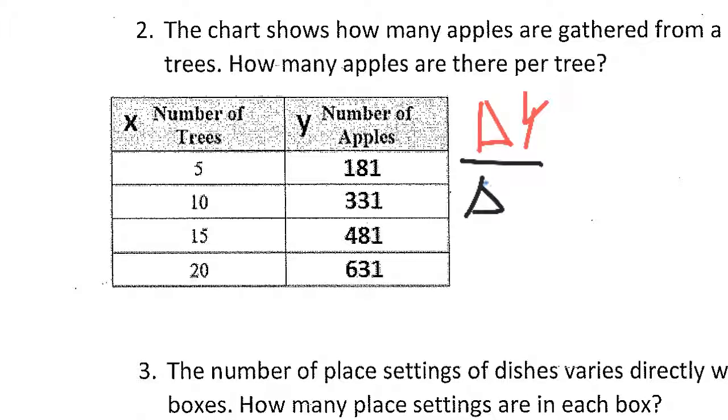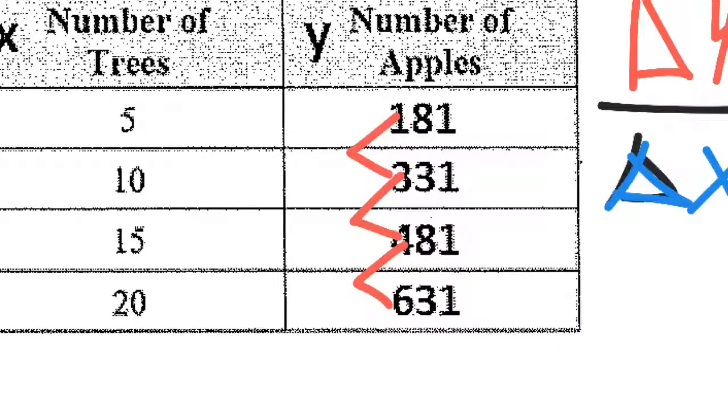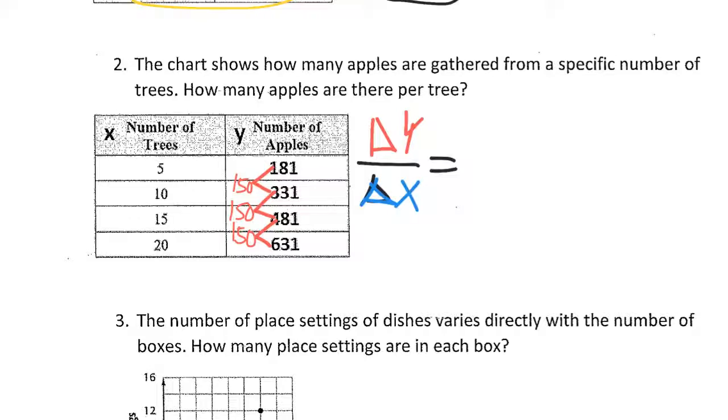Oops, let me do that in blue. So there's my change of x. So now what I'm going to do is look at each one of these and see how much these are changing by each time. You can do the subtraction if you need to. I could do 631 minus 481, and I would get 150. And then 481 minus 331, another 150. Each one of these is changing by 150. So my change of y is 150.